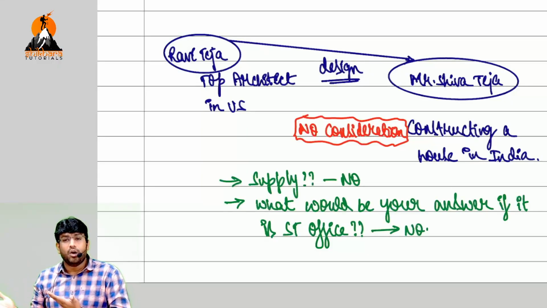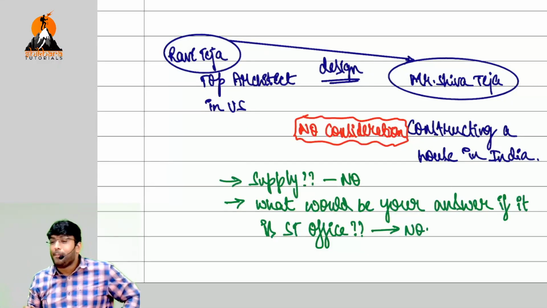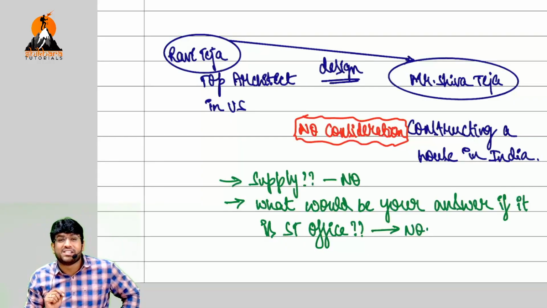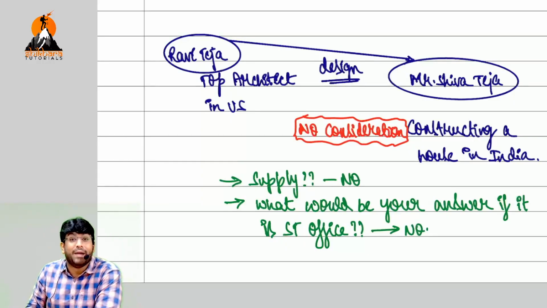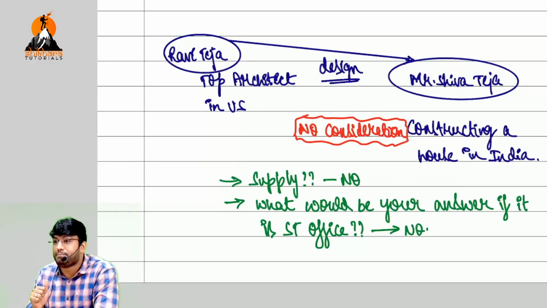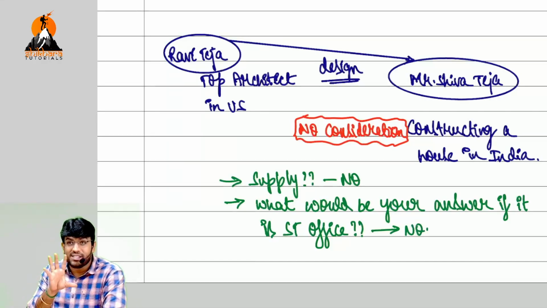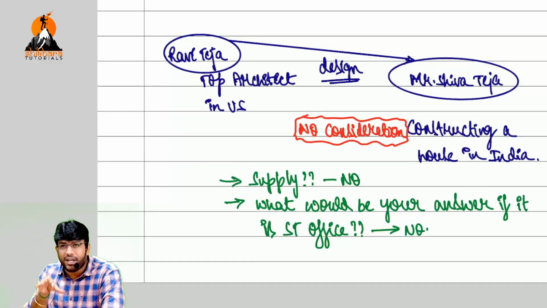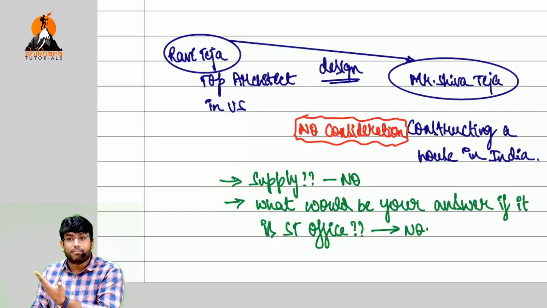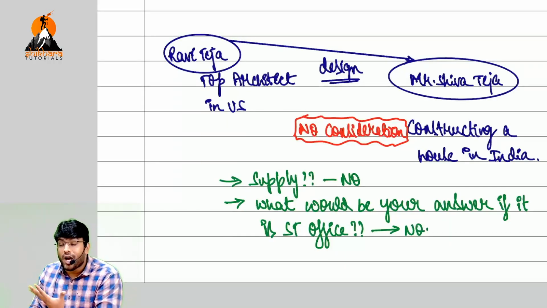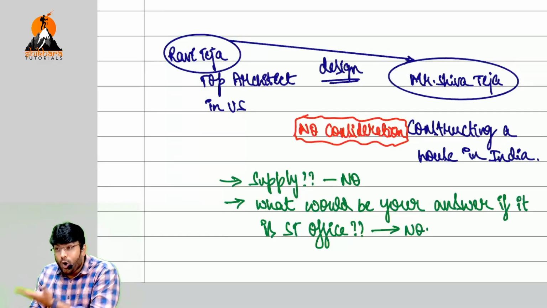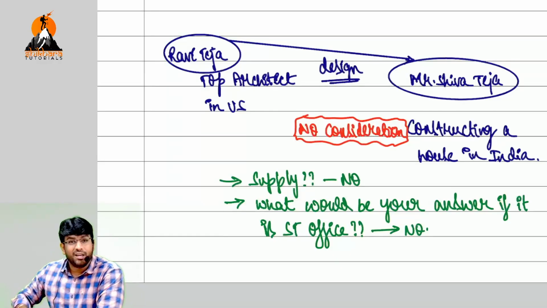Brother is a related person only if he is dependent, wholly or mainly. Not partly. Wholly or mainly. Now one student is seeing my face: sir, how do you know your brother is not dependent on you? By seeing the question, how will we know? I told you, sir. Top architect is dependent on me.